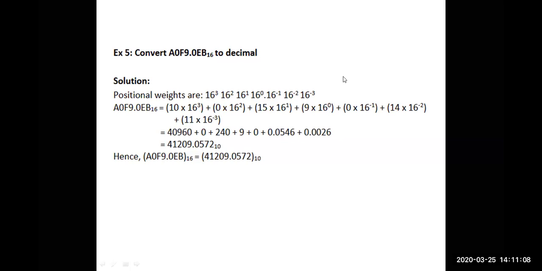But in case of A, if there is the value 10 directly, then how will we convert it? I did not understand. Meaning suppose A is represented by 10. Yes. In place of A, they give 100F9.0. So the value of A is 10, right? Because A represented in decimal is 10. So 10 multiplied by 16 to the power 3. F in decimal is nothing but 15. So 15 multiplied by 16 to the power 1, and so on.